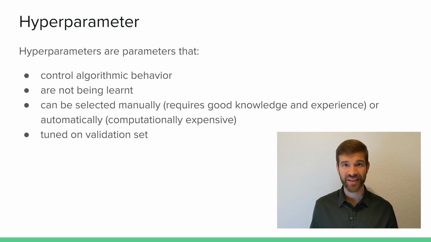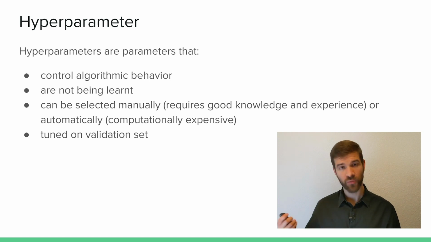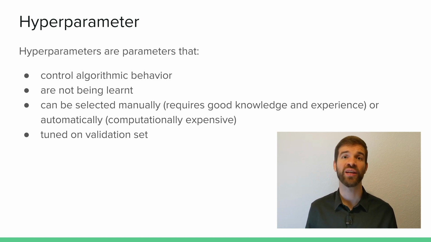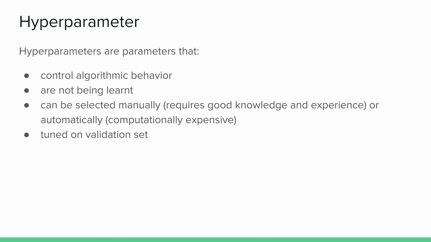And basically, we can either select them manually by just saying, okay, I want to have 3 layers, which if we want to perform such a decision, we need some knowledge and experience so we can make an educated decision here. Or if we automatically want to determine the best value for this hyperparameter, it becomes computationally expensive. And one really important concept here that I also want to see in your project is that hyperparameters are tuned on a validation set. Now let's talk about the validation set.